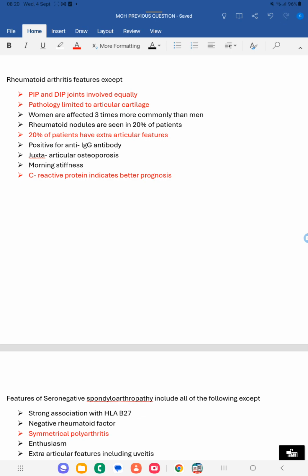So these are the options. Two types of questions they have asked related to rheumatoid arthritis features. If you are getting these types of options, these are the exceptional cases. PIP and DIP joints involved equally, that is not a feature. Pathology limited to articular cartilage, that is also not a feature. 20% of the patients have extra articular features, that is also not a correct answer. C-reactive protein indicates better prognosis, that is also not a correct answer. So these are the exceptional features of rheumatoid arthritis.